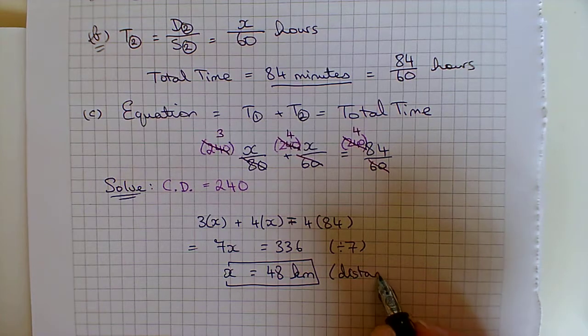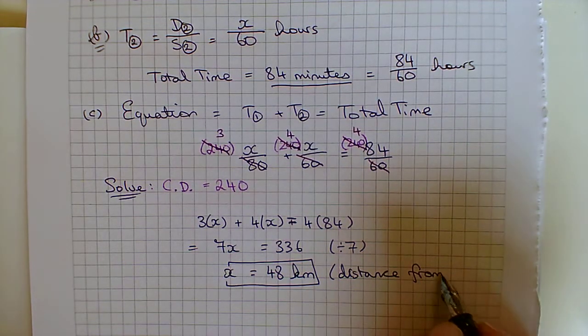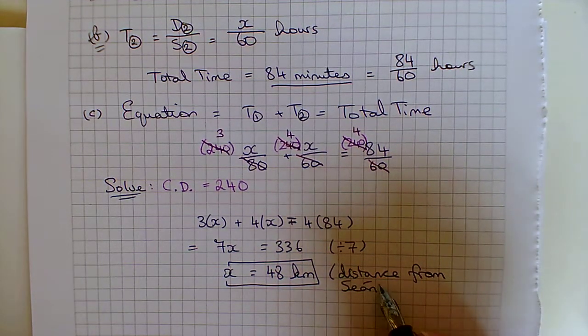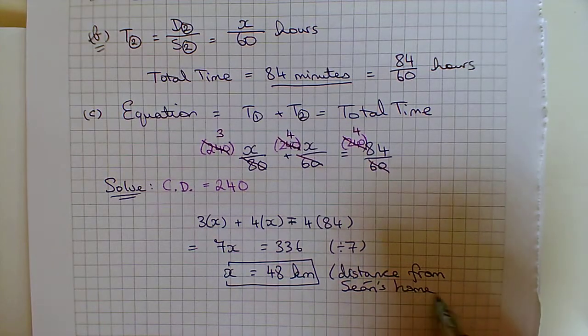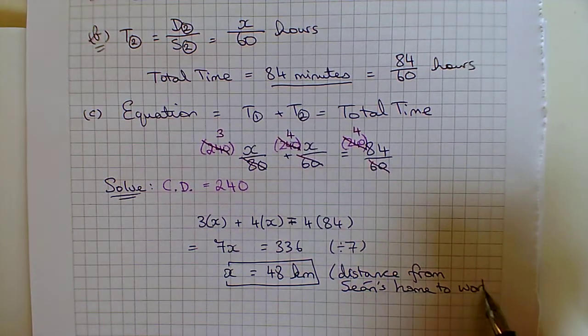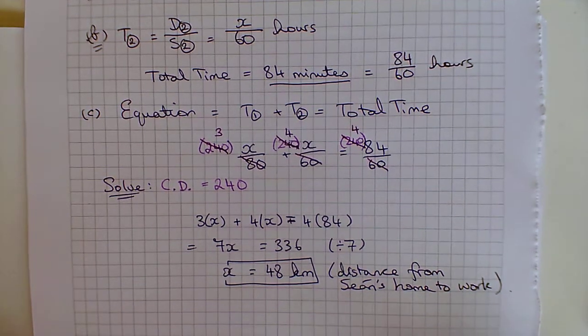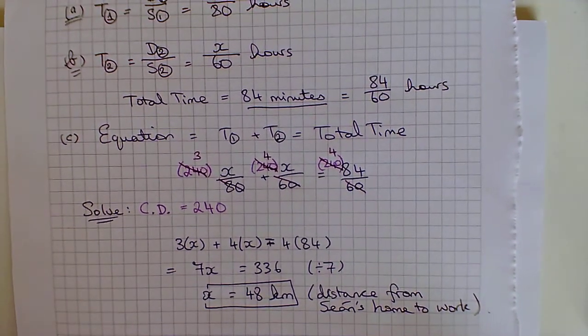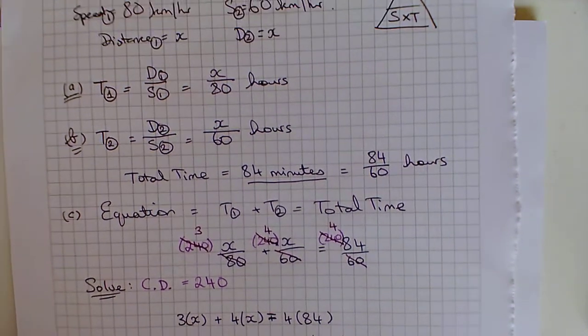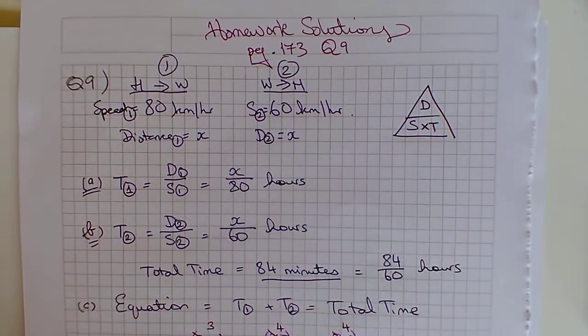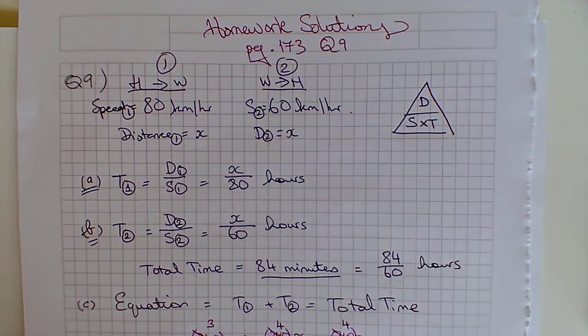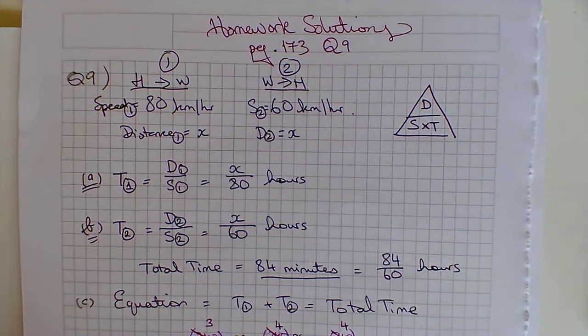That's the distance from Sean's home to work. It's the same in either direction. Of course, in real life, it isn't always, because sometimes you have to travel different paths to go one way compared with going the other way. Right, so that was question 9, and that ends what we're doing with word problems for the moment.